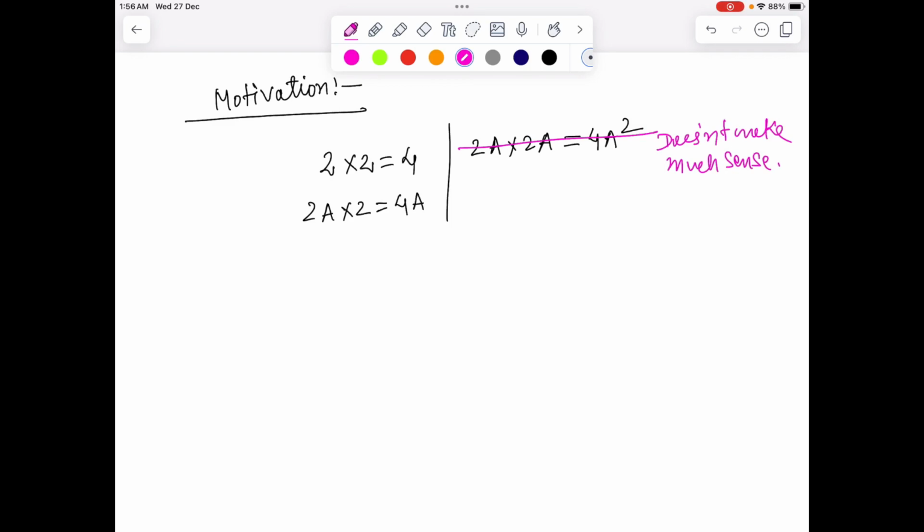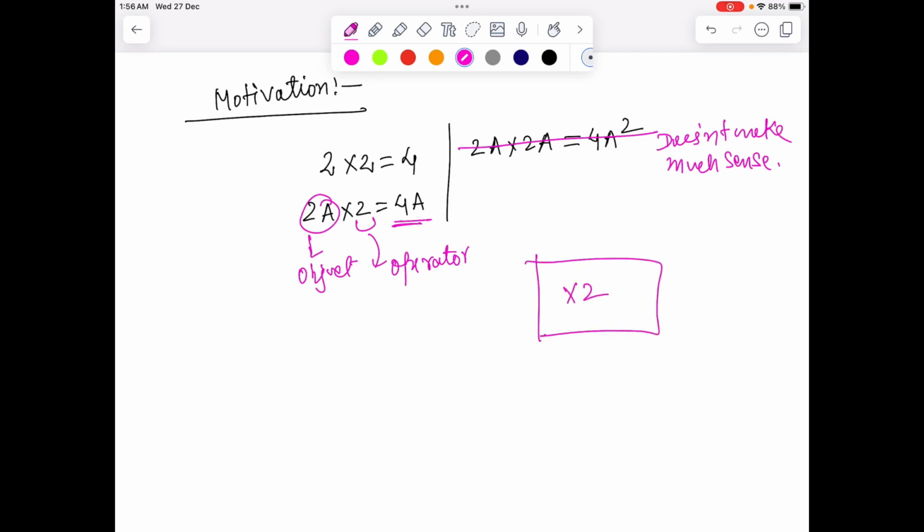So clearly we can see, when we look upon 2 apple as an object, and this 2 is looked from the perspective of an operator, then it makes sense. An object operates on an operator, and into is just an operation, right, to give 4 apple as a result. So if we have anything into 2, it basically gets magnified twice. So in that sense, 2 works as an operator.